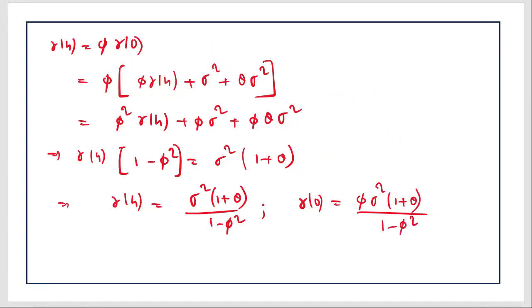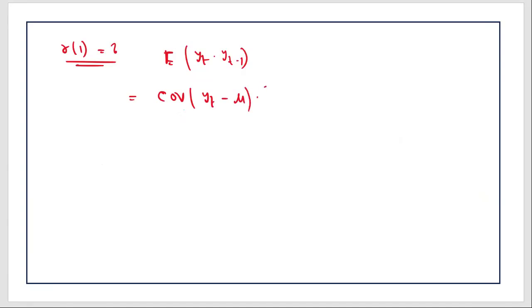You can basically check the steps if you find anything difficult and let me know, right? So this is what is gamma naught and this is what is gamma 4. In the similar fashion, you can find out what will be gamma 1. How do you find out that? It will be simply expectation of yt minus 1. So basically this is covariance of yt and yt minus mu, or basically expectation of yt minus mu and then expectation of yt minus 1 minus mu.